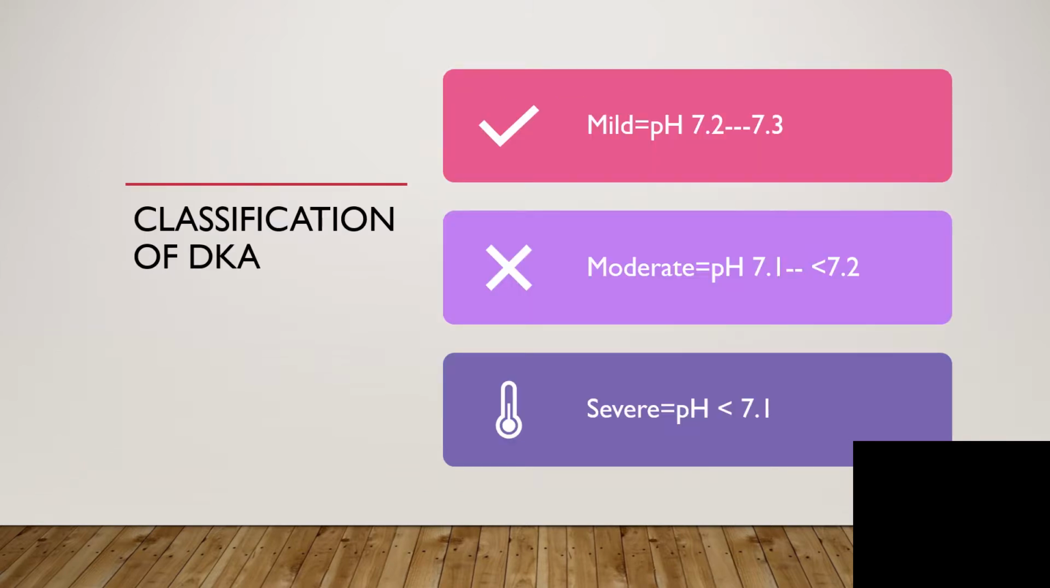How do we classify DKA? Now, the check mark there, my computer generated that, well, I like it, but I don't like DKA. It is mild when the pH is between 7.2 and 7.3. It is moderate when the pH is between 7.1 and less than 7.2. It is severe, and I'll show you a sign of drop in temperature here. It is severe when the pH is less than 7.1.